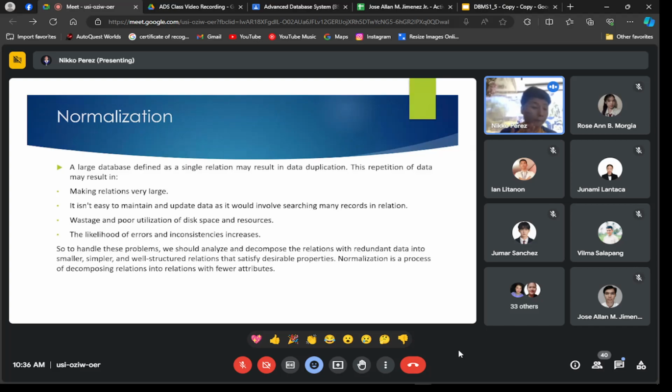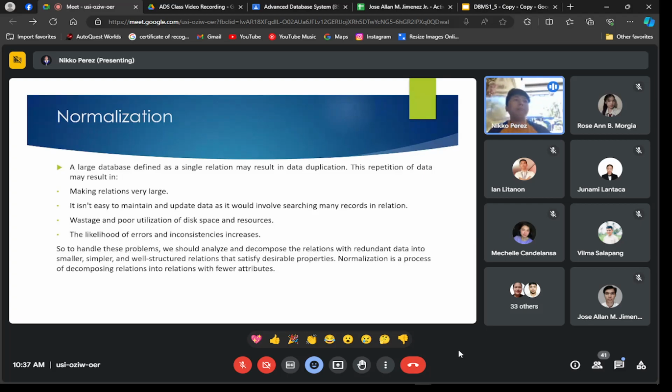This is also our major concern, especially if you are conserving your storage resources. Then the likelihood of errors and inconsistencies increases. So as you manage a larger table with no proper design, it would be difficult for you to handle.